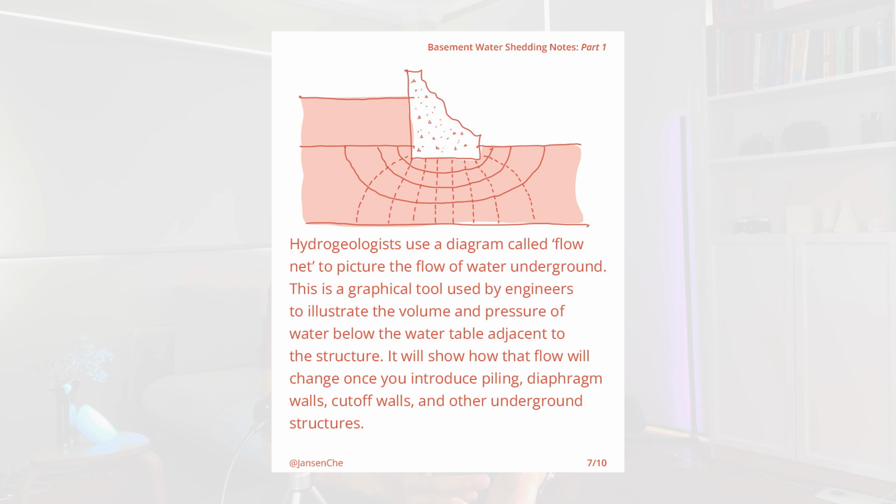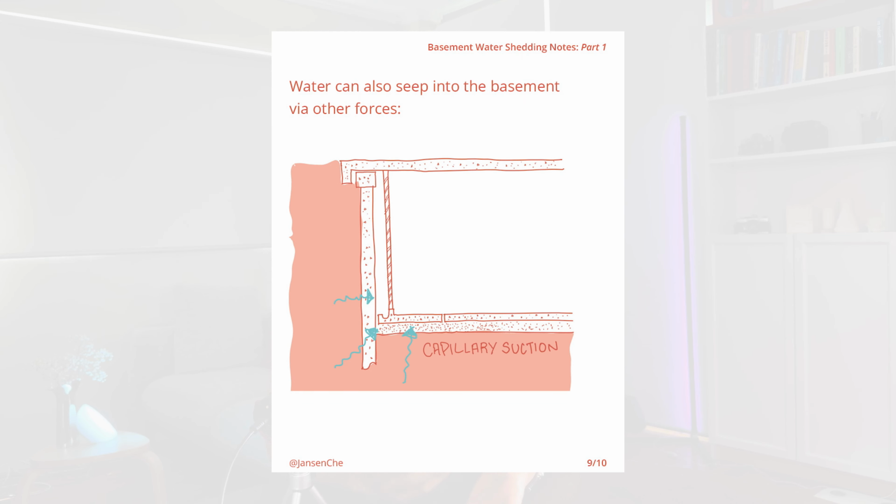Hydrogeologists use a diagram called a flow net to picture the flow of underground water. This is a graphical tool used by engineers to illustrate the volume and pressure of water below the water table adjacent to the structure. It will show how the flow will change once you introduce piling, diaphragm walls, cut-off walls, and other underground structures. Water can also seep into the basement via other forces such as momentum and capillary suction.